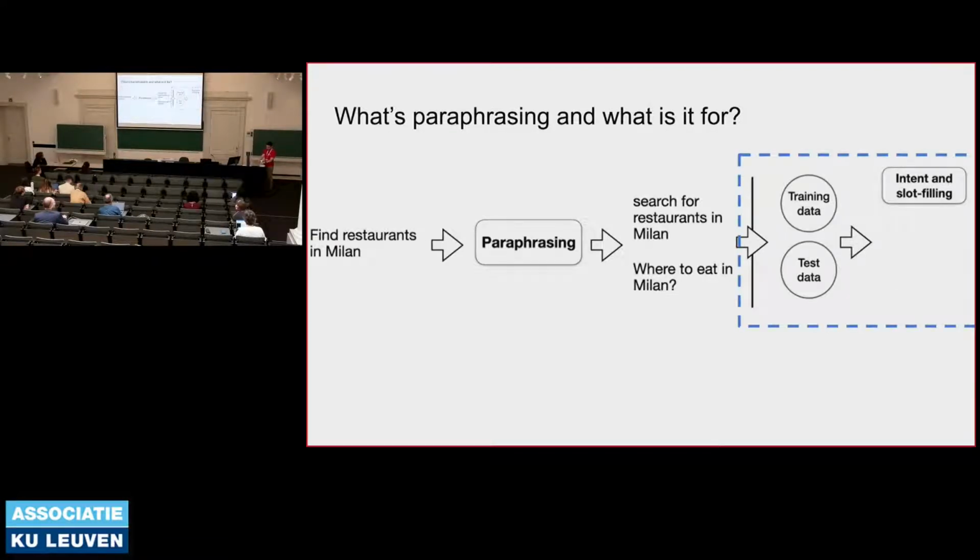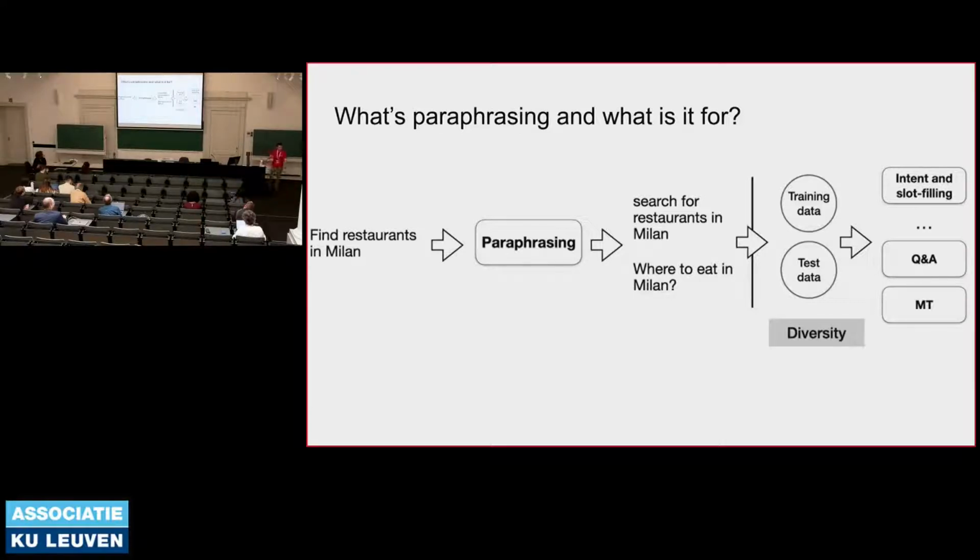Applications of this task include generating training or testing data to train and evaluate intent detection and slot filling models, but paraphrasing applies to other NLP tasks, such as question answering and machine translation. In this context, the diversity of the dataset is important, as it dictates the ability to capture the many ways users may express an intent.